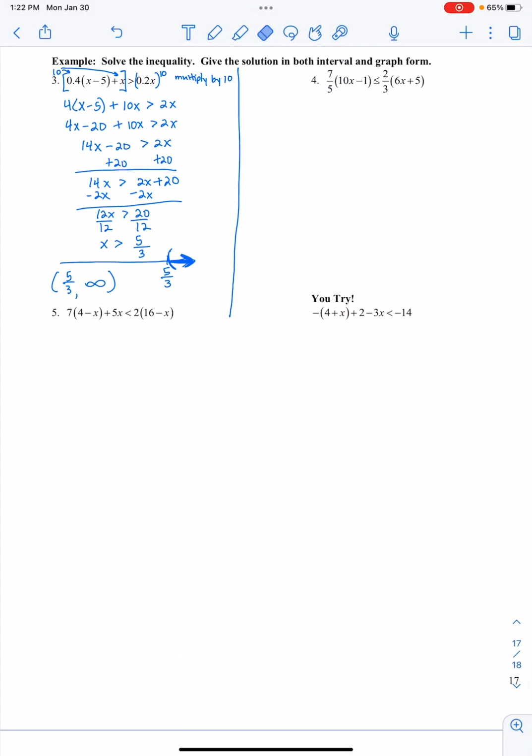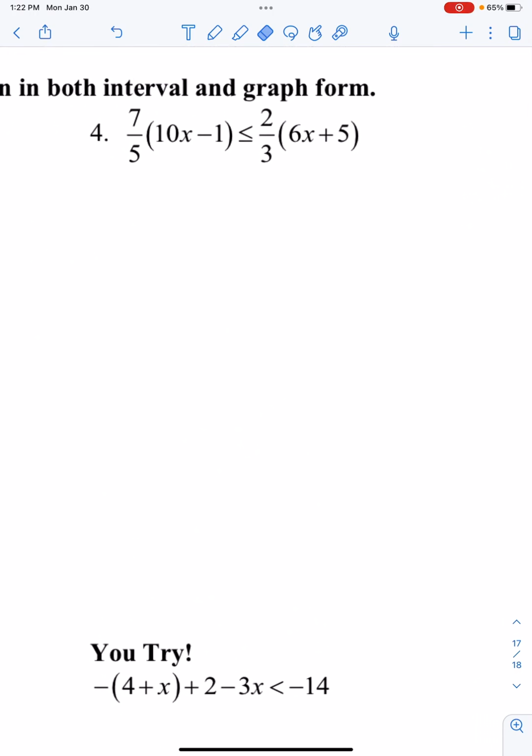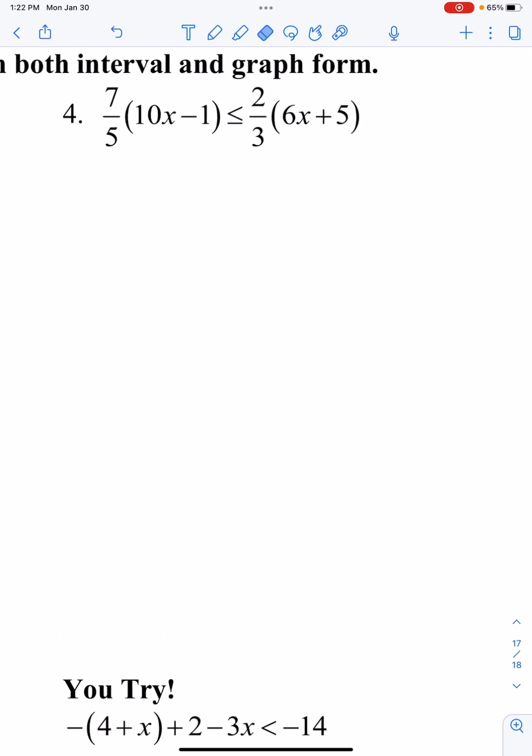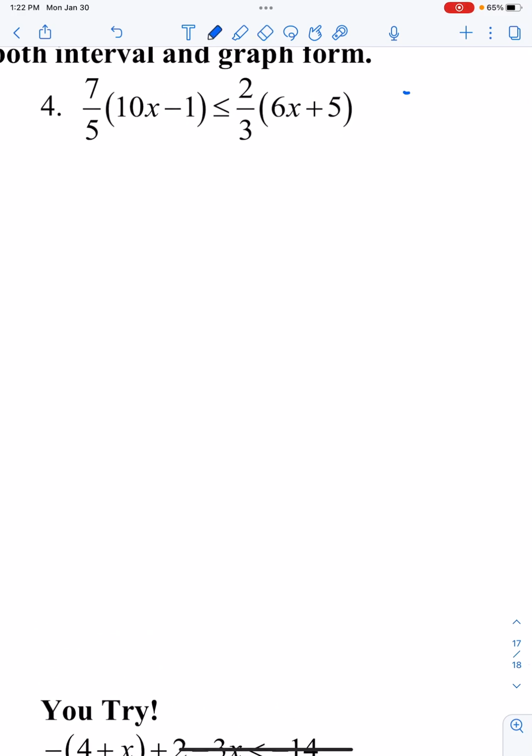All right, we're on page 17, finishing up section 1.5. So we're looking at solving linear inequalities. Number 4, our best approach would be to find the LCD, which across denominators 5 and 3 would be 15, and make both of these fractions have that same denominator.